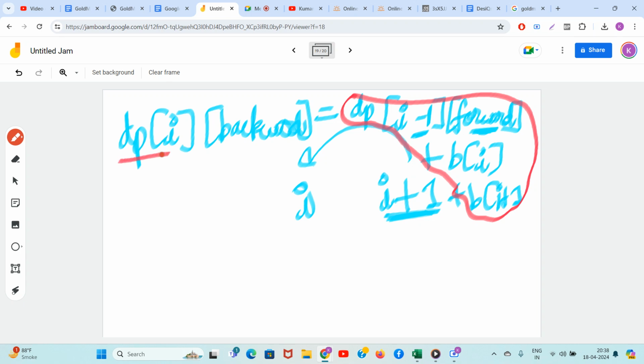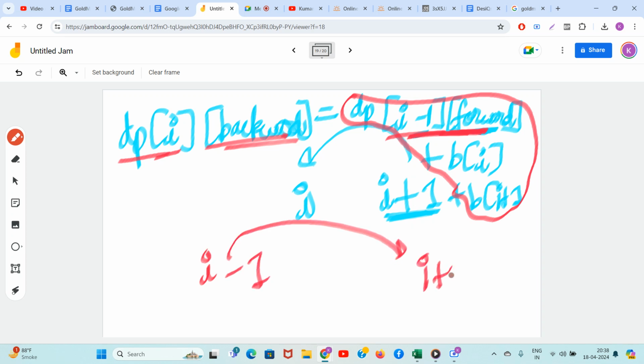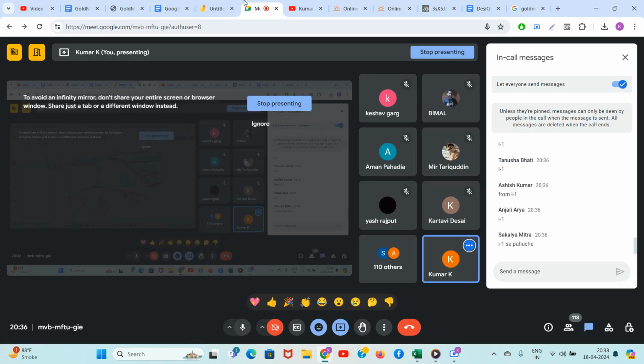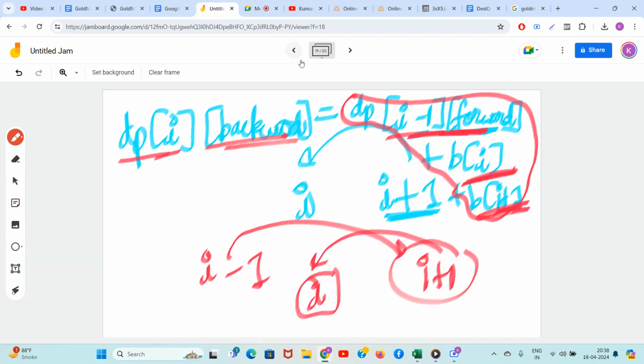The best answer to reach I in a backward fashion is the best answer to reach I minus 1 in a forward fashion, and then jump from I minus 1 to I plus 1. That's why you added B of I plus 1. Then you jump from I plus 1 to I. That's why you have added B of I. Clear, guys? Clear. Now, guys, there is one special thing.